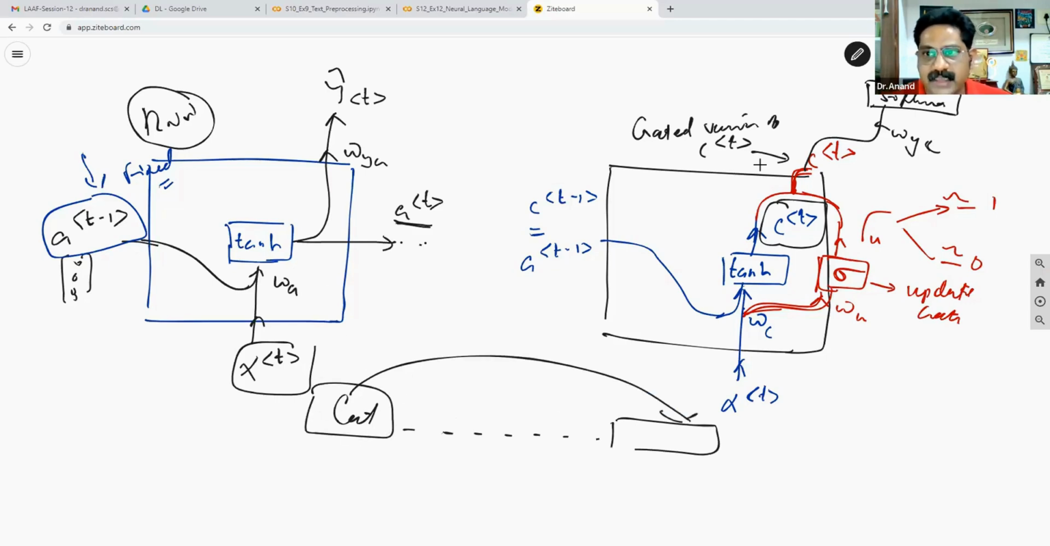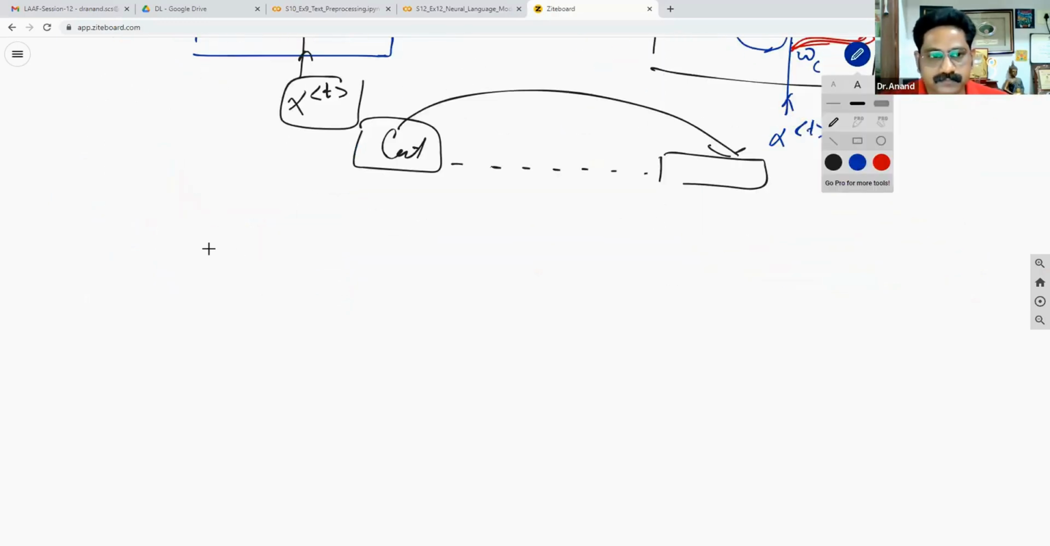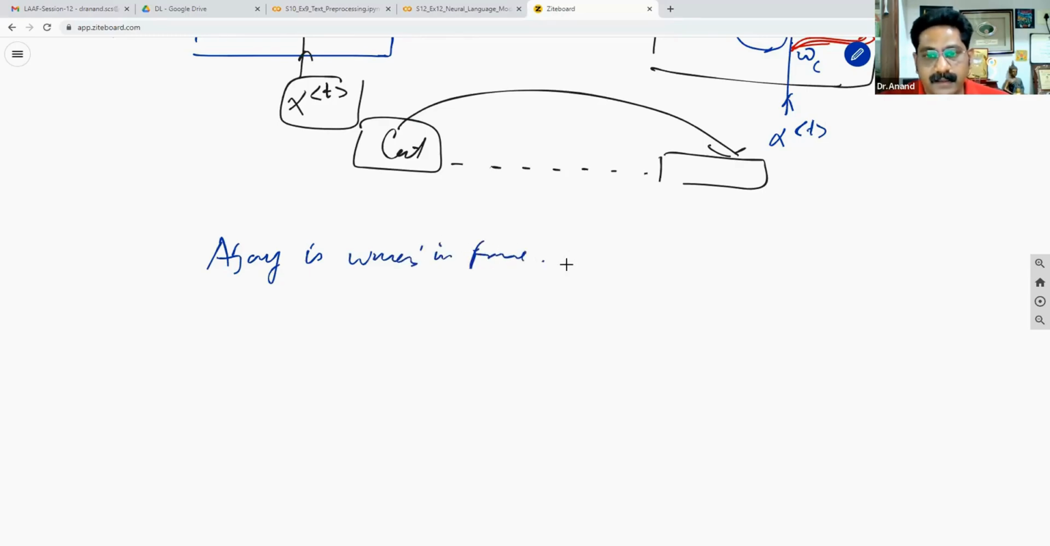So first I talk about, let me give another example. Say for example, Ajay is working in France. Then I change the topic to something else, and some other sentence is coming which does not actually describe anything about Ajay.